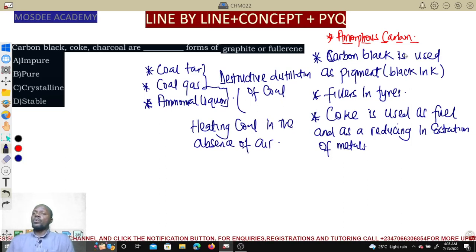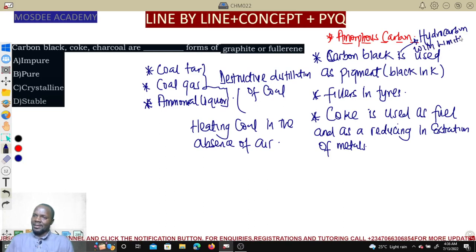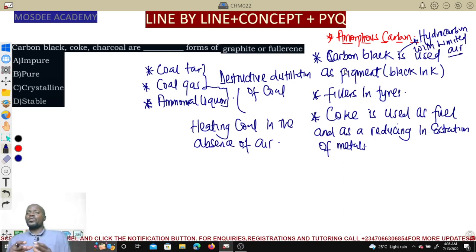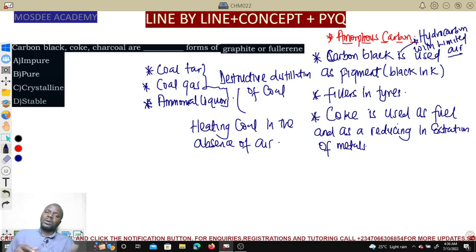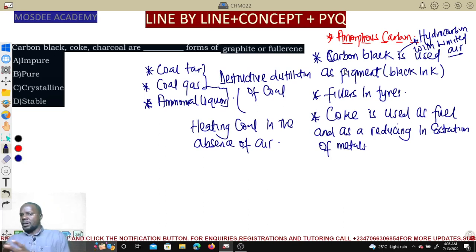Note that. But when you want to produce carbon black, it is what? Heating hydrocarbon. That's the difference. Please keep it in mind. Heating hydrocarbon with limited supply of air. Limited air. So that's the difference: carbon black is not produced from destructive distillation of coal. You can also perform destructive distillation of wood, wood gas, pyroligneous acid, and so on, elementary knowledge. So I'm not talking about that for now.